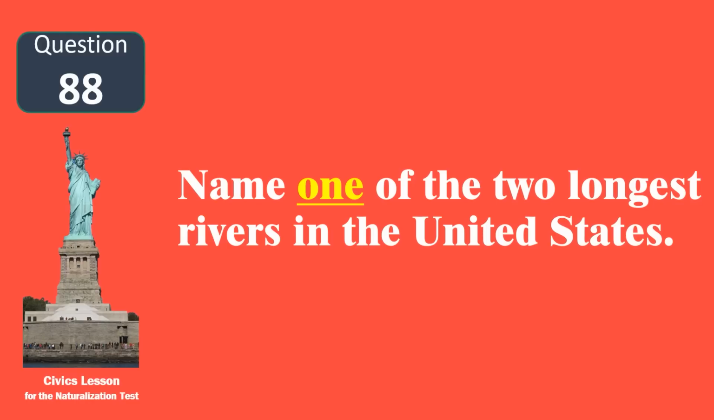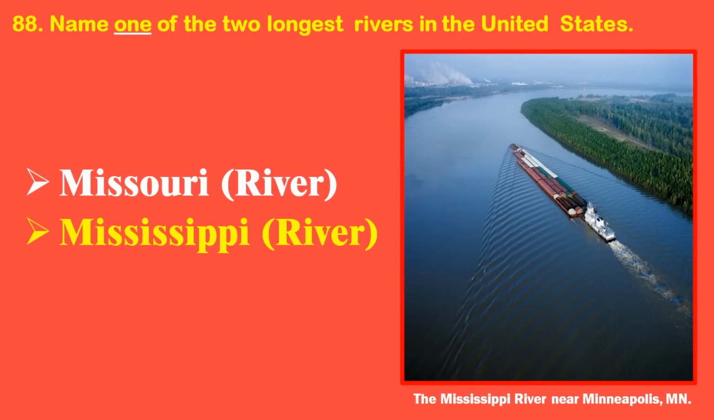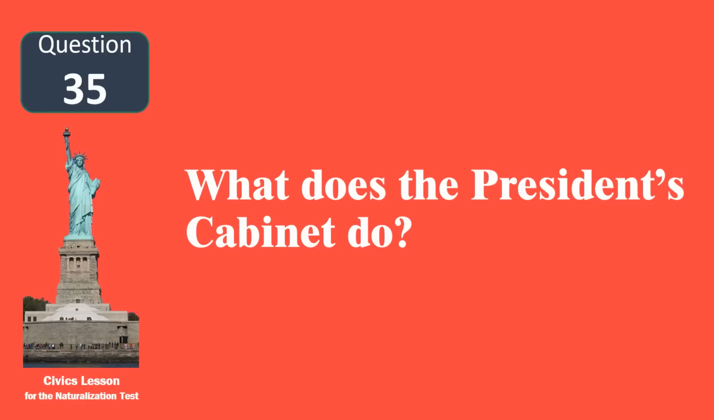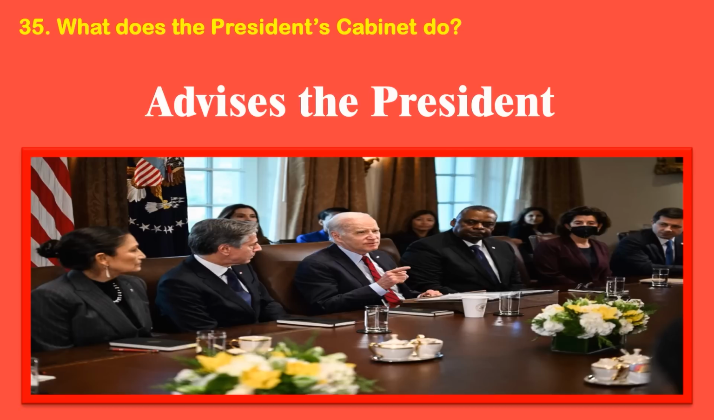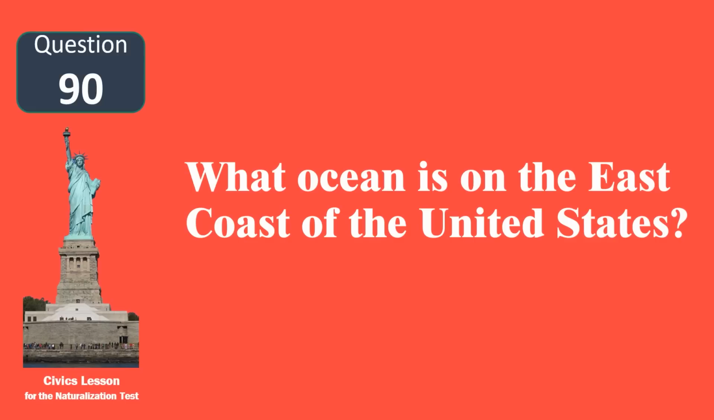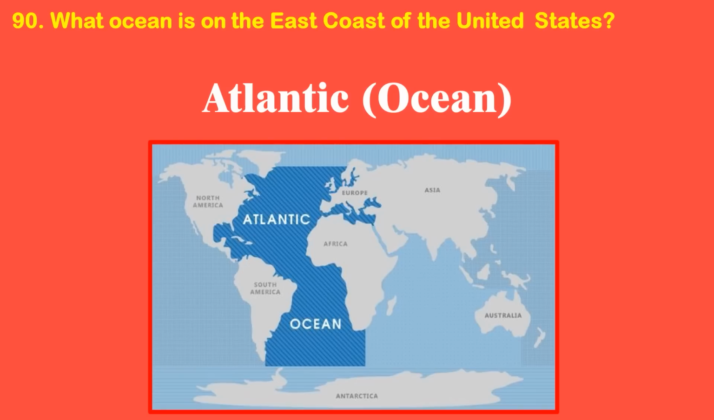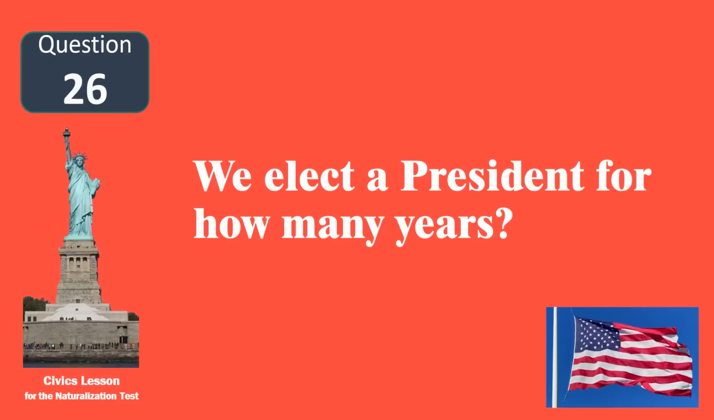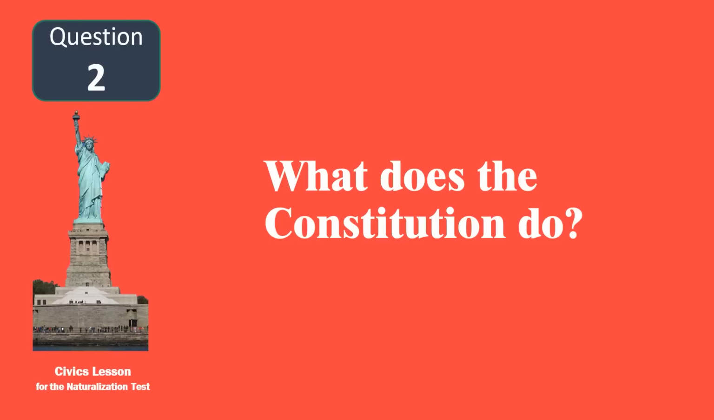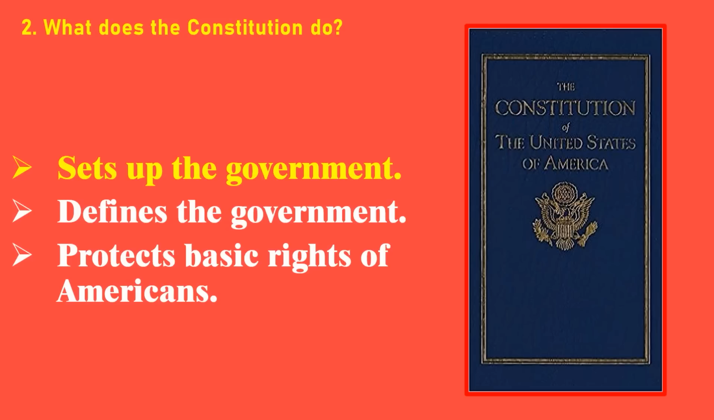Name one of the two longest rivers in the United States. Mississippi River. What does the President's Cabinet do? Advises the President. What ocean is on the east coast of the United States? Atlantic Ocean. We elect a president for how many years? 4. What does the Constitution do? Sets up the government.